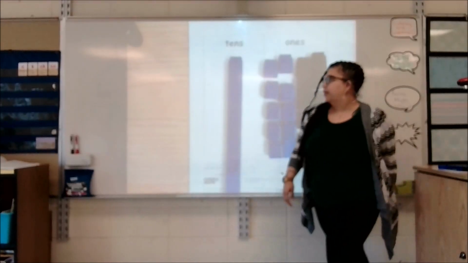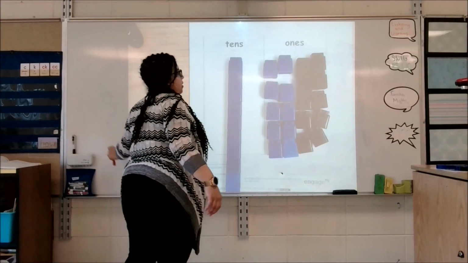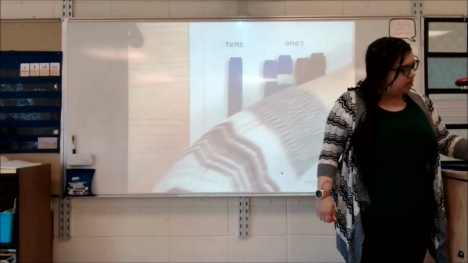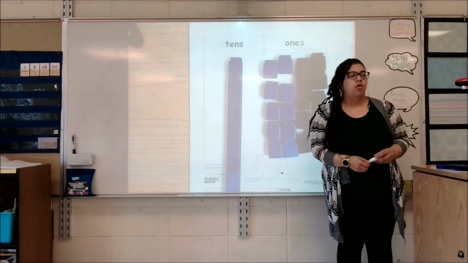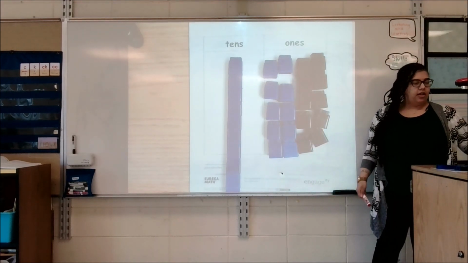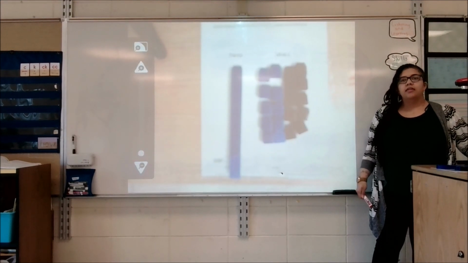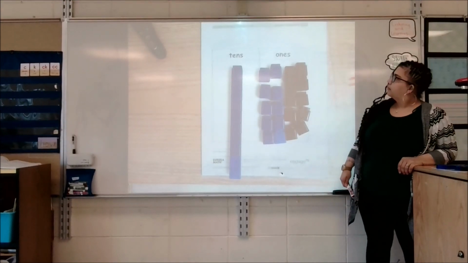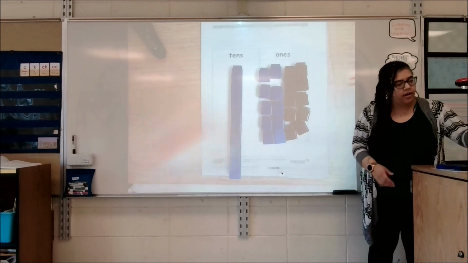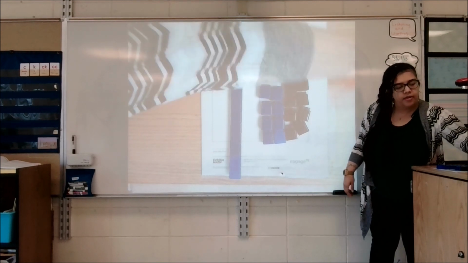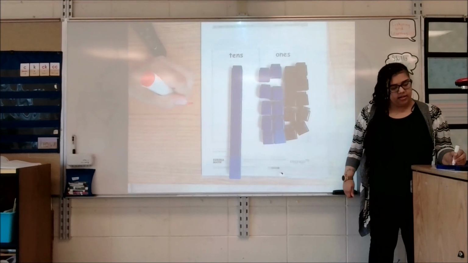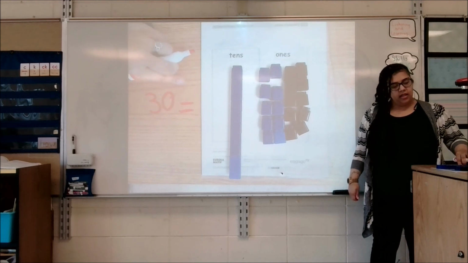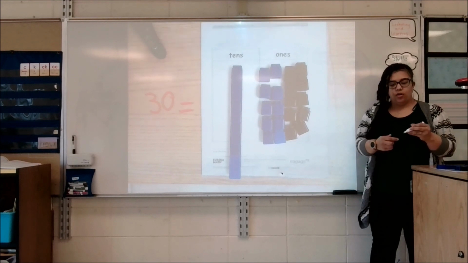That is still equal to 30. It is still our whole. Our whole has not changed. Can you see it now? No, it's too far over. Fine, I'll put it on this side. This is still equal to 30. 30 is equal to 1 ten and 20 ones.